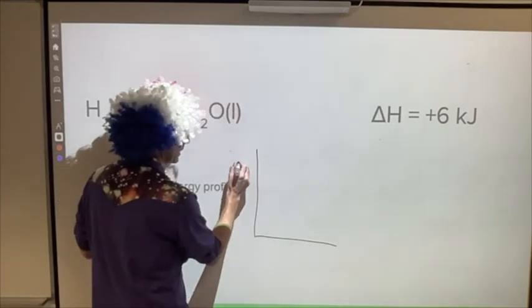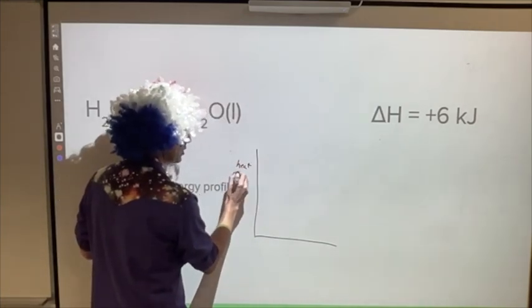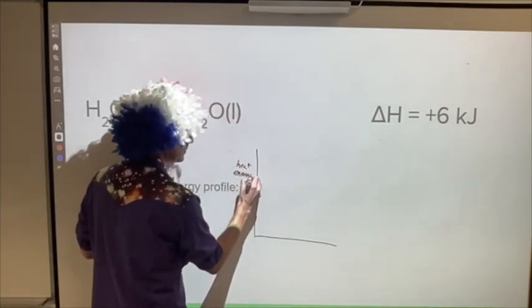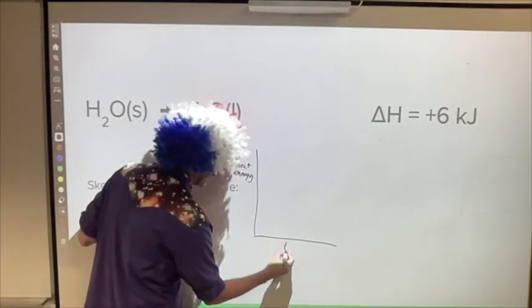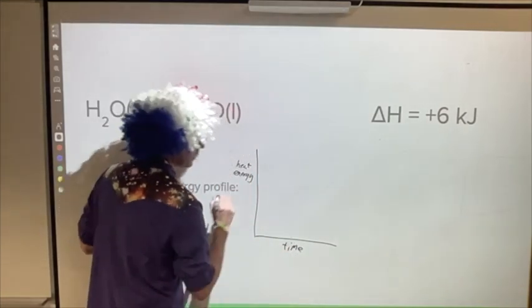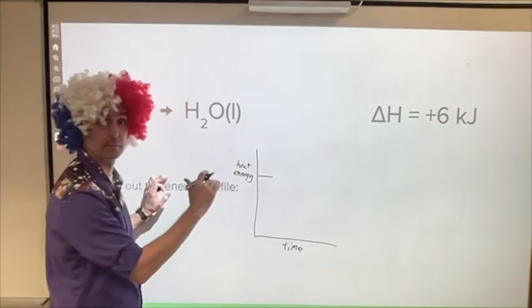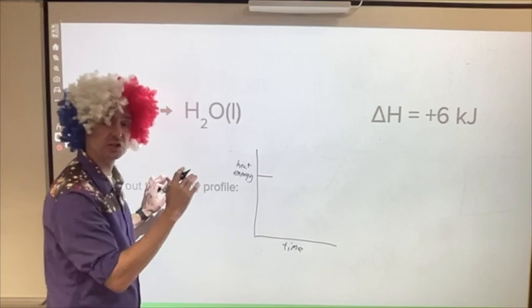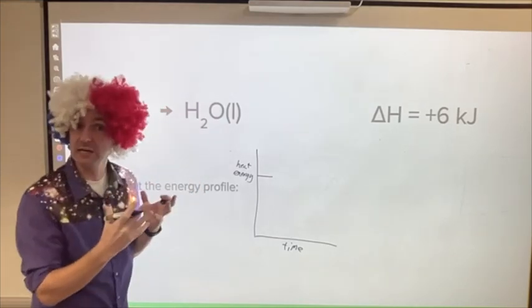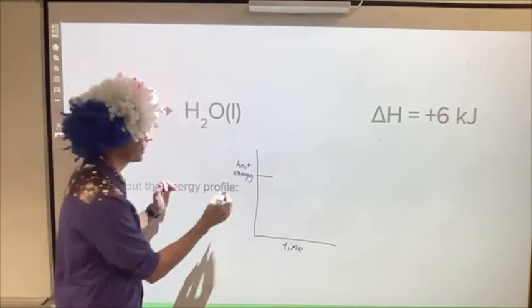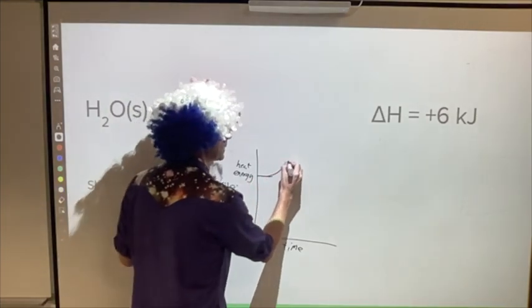So we've got our heat energy over here. And then we've got our time down here. So our ice has a certain amount of heat energy, right? And then it shows, obviously, first we need to weaken those bonds. So therefore, it's got to go up.